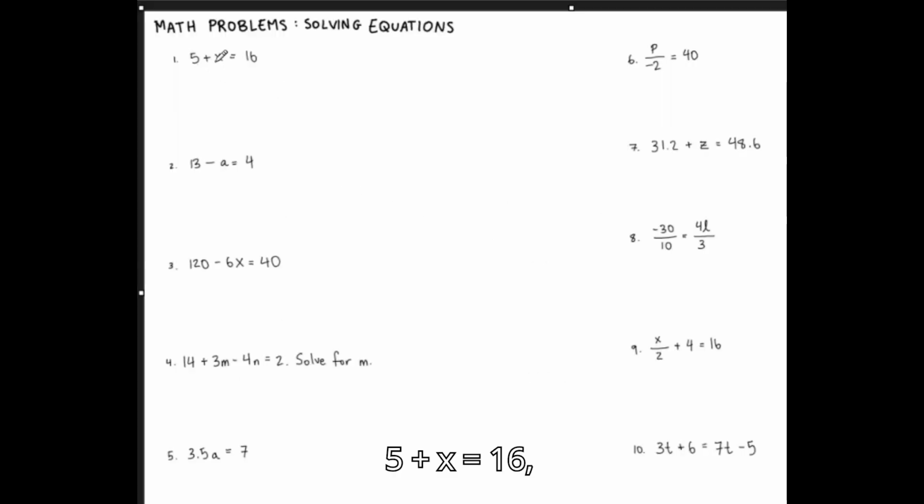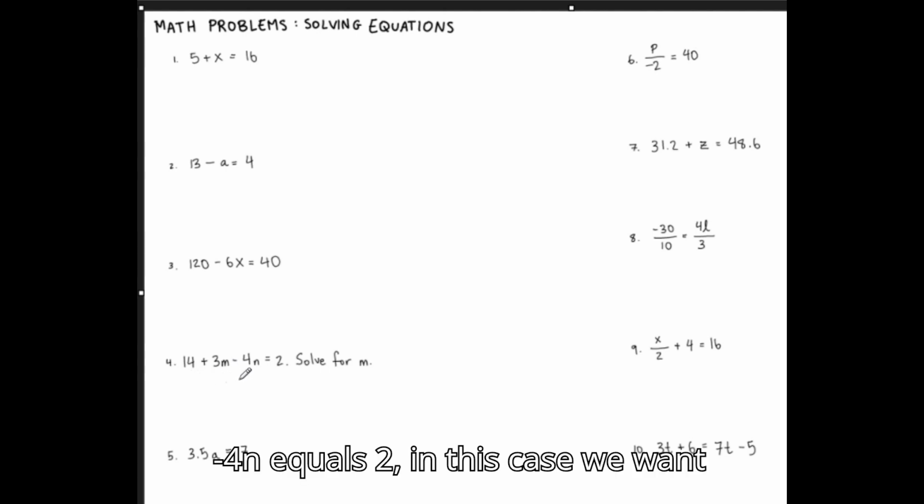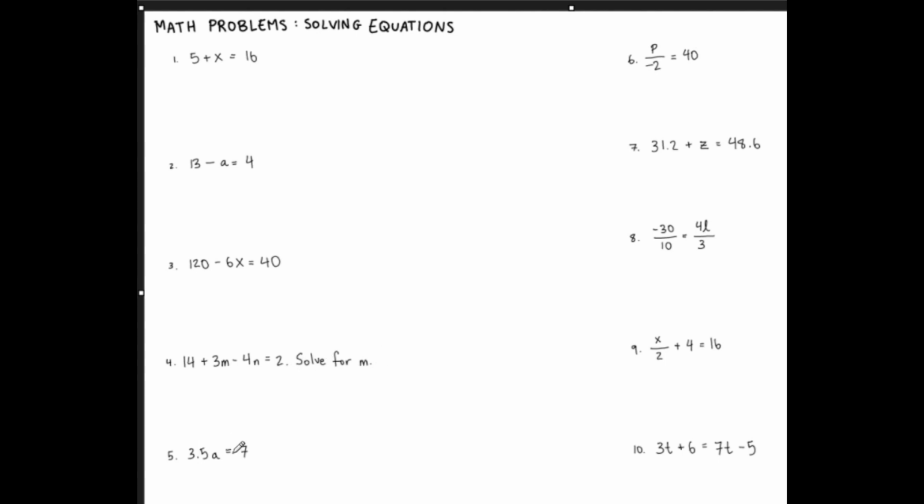Alright, we got 5 plus x equals 16, 13 minus a equals 4, 120 minus 6x equals 40, 14 plus 3m minus 4n equals 2. In this case, we want to solve for m. 3.5a equals 7. P over negative 2 equals 40. 31.2 plus z equals 48.6.